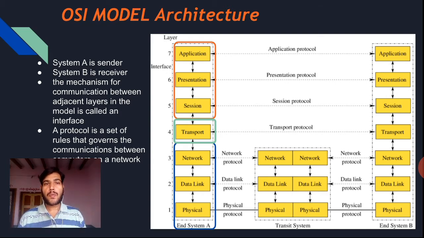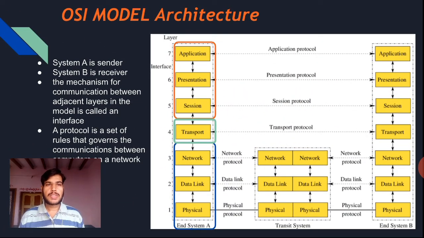And also, to provide horizontal communication, each and every layer follows a protocol. A protocol is nothing but a set of rules that governs communication between computers over a network. Here the application layer follows its own protocol, the application protocol, and the presentation layer follows the presentation protocol. Similarly, the session layer follows its own protocol, called the session protocol. The transport layer follows the transport protocol. Likewise, the network, data link, and physical layers follow their own protocols.